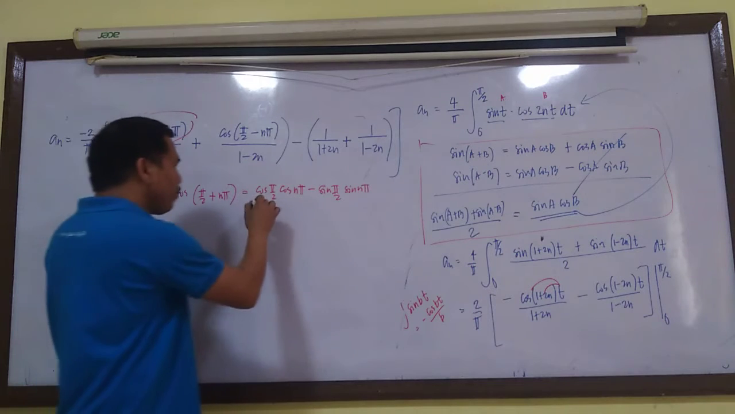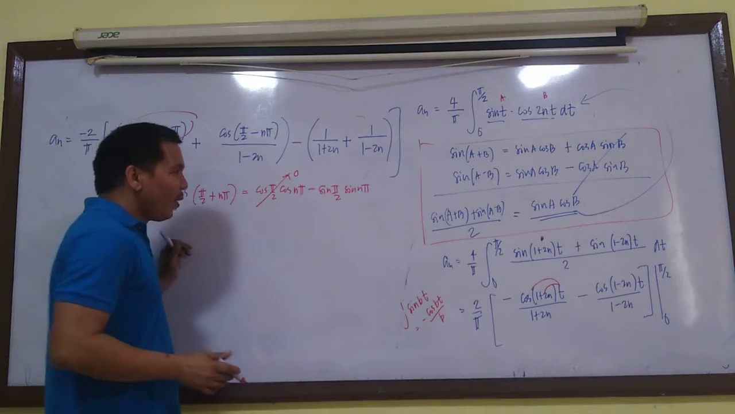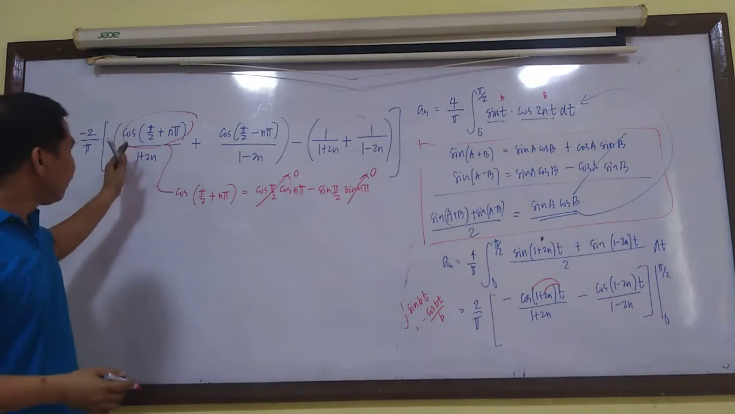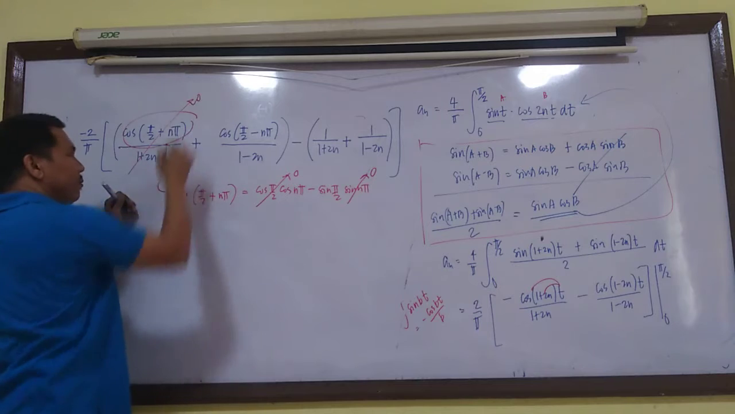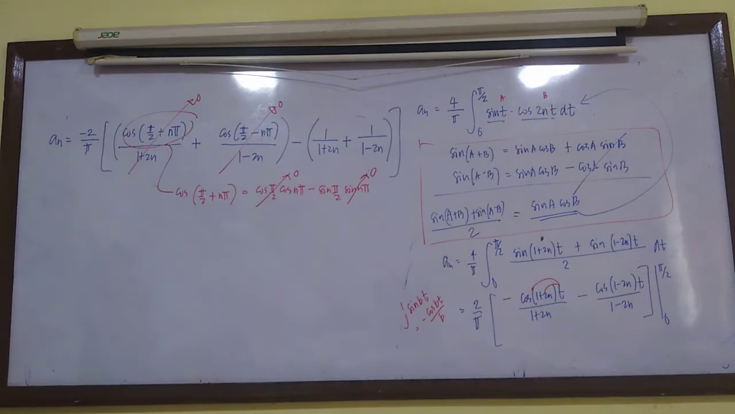But what is cosine of pi over 2? It is 0. What about sine of n pi? This is also 0. We need to say this is 0, and also this. Okay, now we have two zeros.